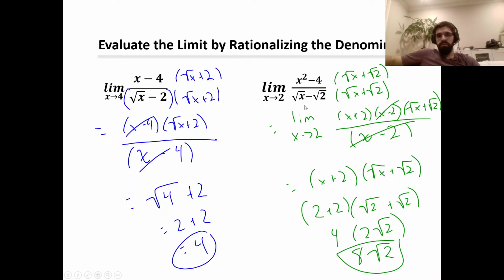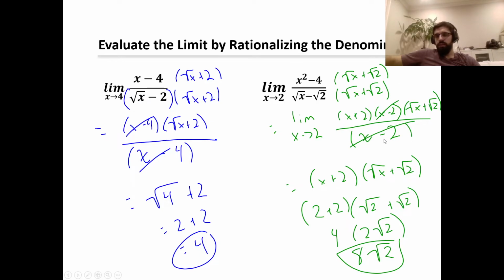Similar procedure for the second example. We're going to multiply the top and the bottom by the conjugate of the bottom. The conjugate of the bottom is the square root of x plus the square root of 2. When I multiply that out, I'm going to factor this difference of squares, x plus 2, x minus 2, and multiply it by the square root of x plus square root of 2. The bottom terms are conjugates, so they multiply to be x minus 2.